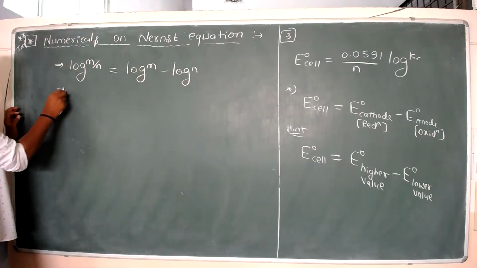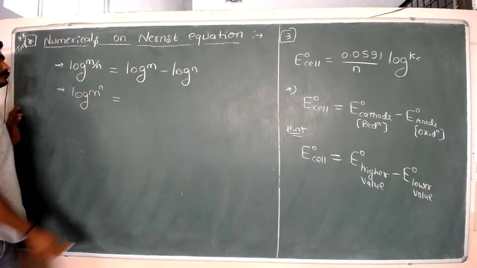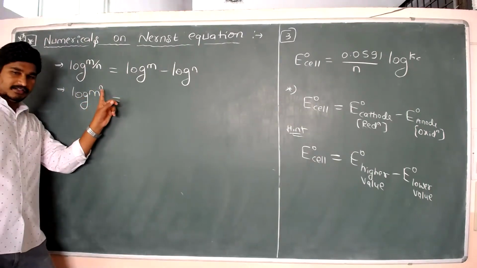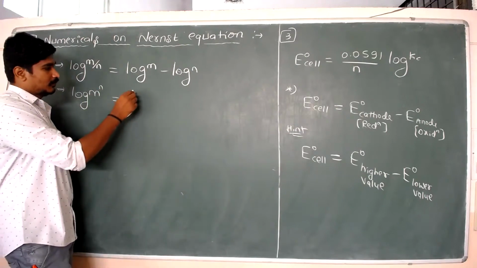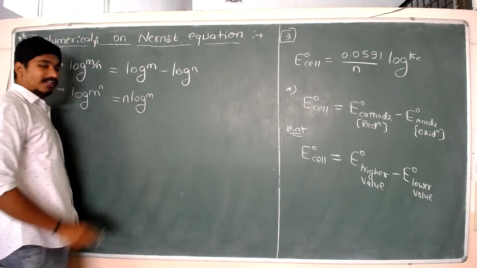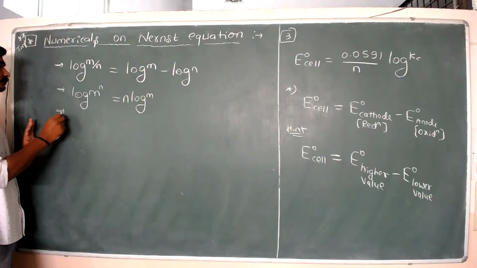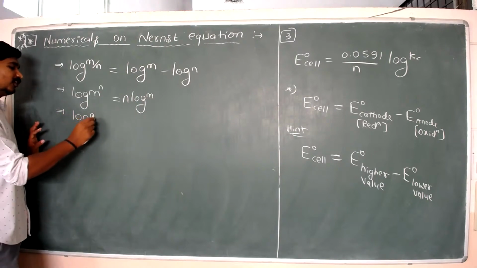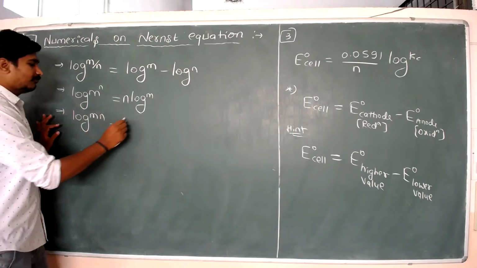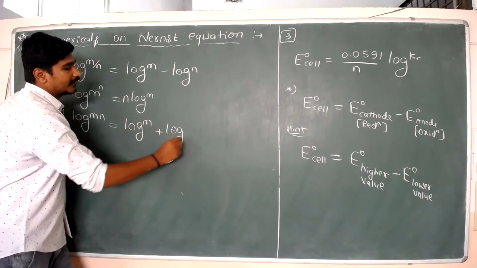Next, the second one: log m to the power n. What is the formula here? The formula is n log m. Next, the last one: if m into n is there, then what is the formula? Log m plus log n.